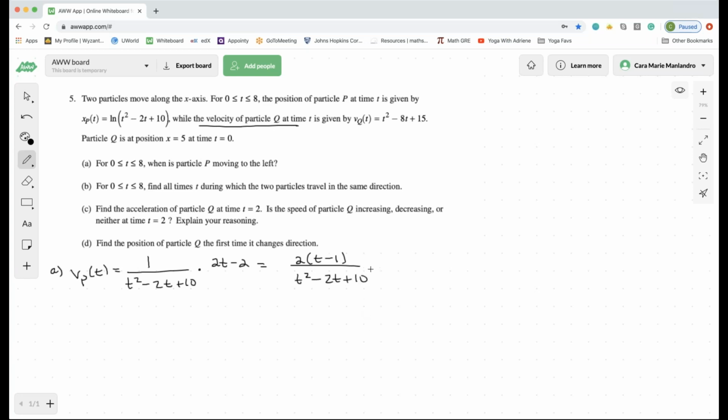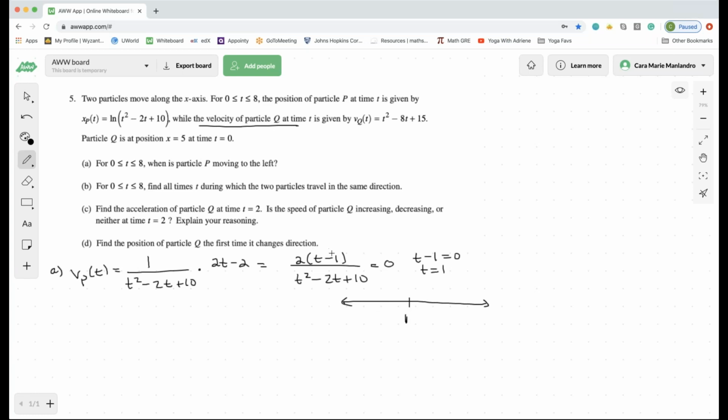Okay, and then I want to know when this thing is equal to 0 so that I can figure out what's going on. All right, so if I multiply through, I get t minus 1 is 0, so t is 1. That's my critical point. And then what I like to do, I do a number line test personally.